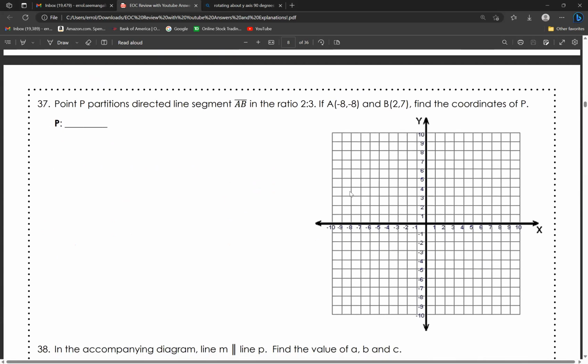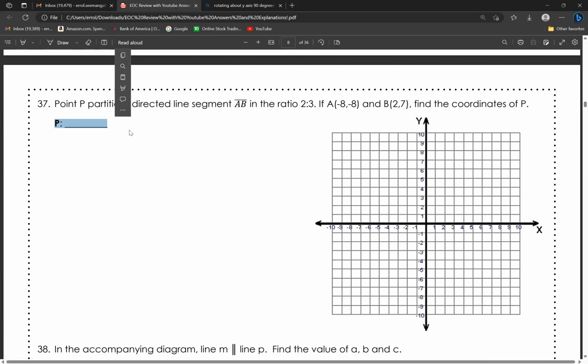Point P partitions directed line segment AB in the ratio of 2 to 3. A is that, B is that, find the coordinates of P. So you would draw A, you would draw B. Graph A, graph B, find that distance, and then break that into 5 parts. That length would be 5 equal parts, and then just section off 2 of those parts, and the remaining would be the other 3 parts. And then you would know what this coordinate is.